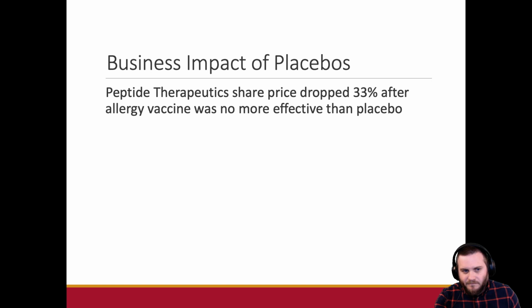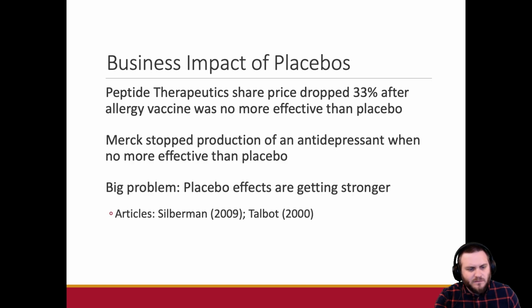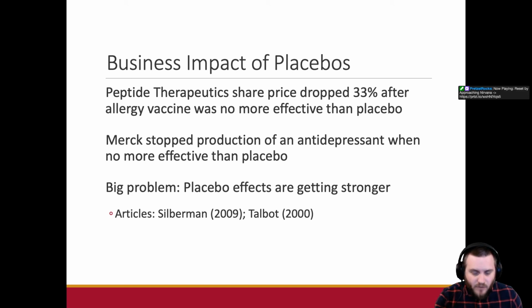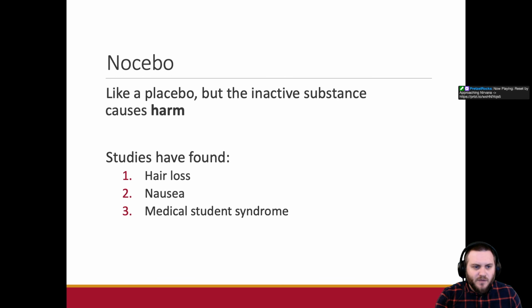I'm going to skip this one. Oh, yeah. Read the Silberman and Talbot arguments. Placebos are getting stronger and getting rougher as far as, like, what we should do. Nocebos. You can induce hair loss, nausea, medical student syndrome by telling people, this is what you expect from this sugar pill, right? These are placebos that cause harm, okay?